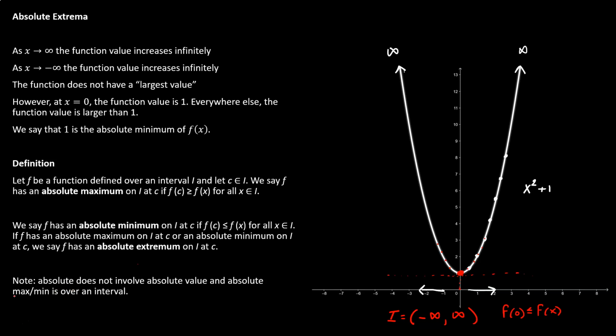Also, the absolute max or min is specifically over an interval. Now, in this case, our interval was including the entire x-axis from negative infinity to positive infinity, but we won't always include all the values. So if you want to make a claim about an absolute max or min, you always need to specify the interval that you're working on.